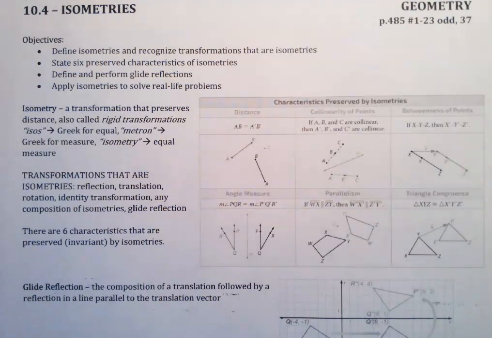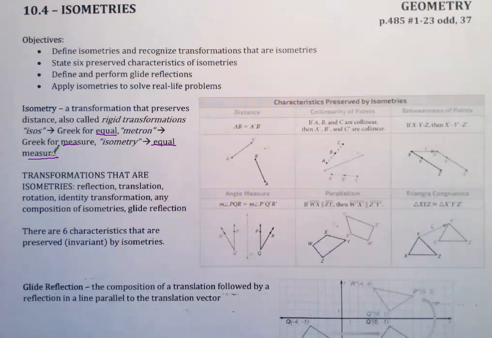So isos is Greek for equal. Metron is Greek for measure. So isometry literally means equal measure, right? Everything in the shapes when we're doing them stays equal measure. A dilation is not an isometric transformation, okay? But the ones we've done so far are.